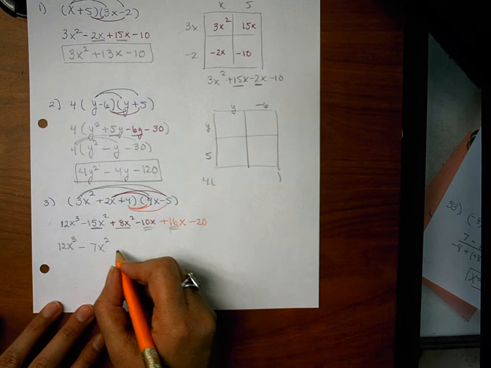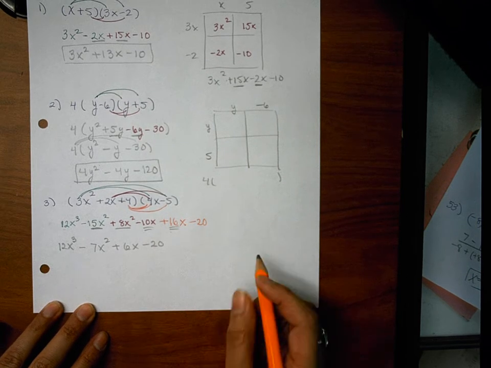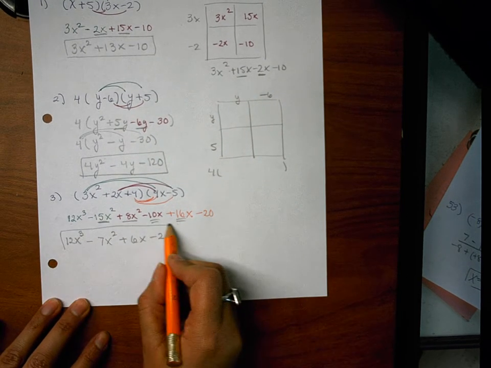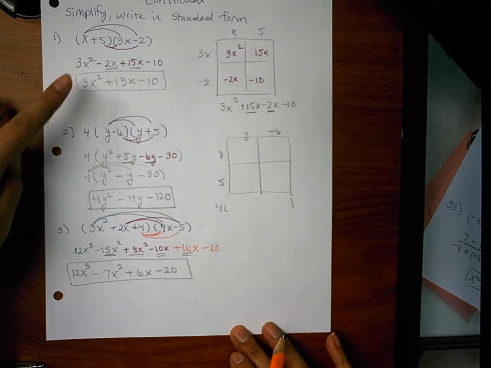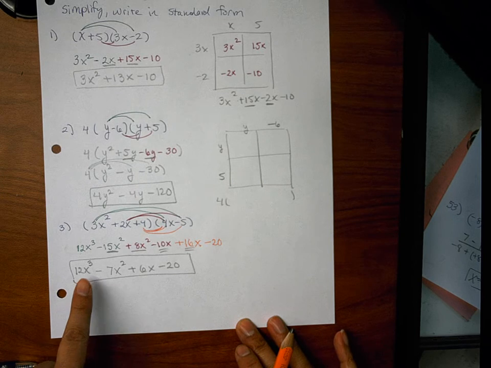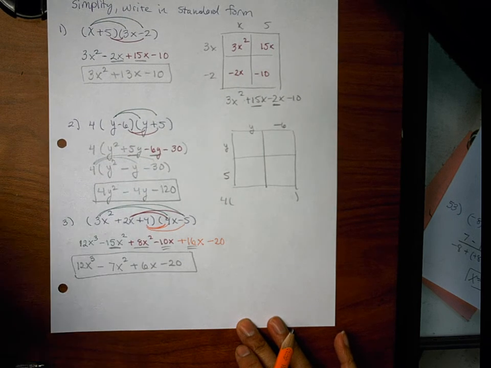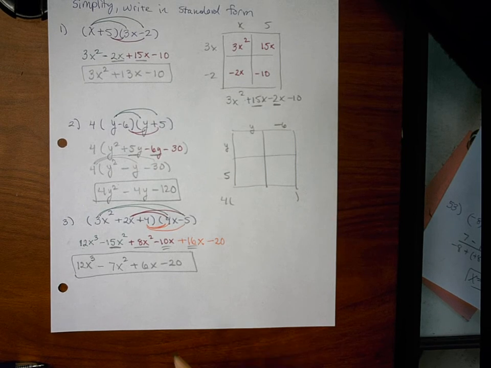And then I have negative 10x and positive 16x. That adds up to positive 6x, and the negative 20 at the end has no like term. That there is your final answer. All the other ones have been trinomials. This is now a 4-term polynomial. It's cubic. These two were quadratic. So just note, we are now doing triple distribution rather than double.